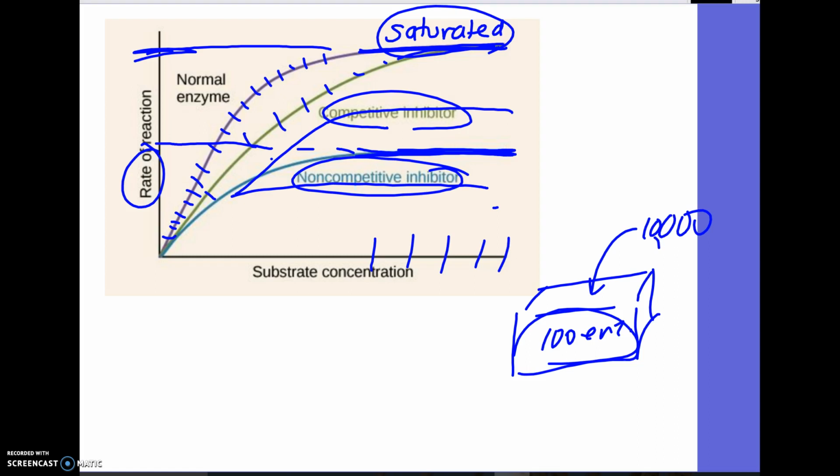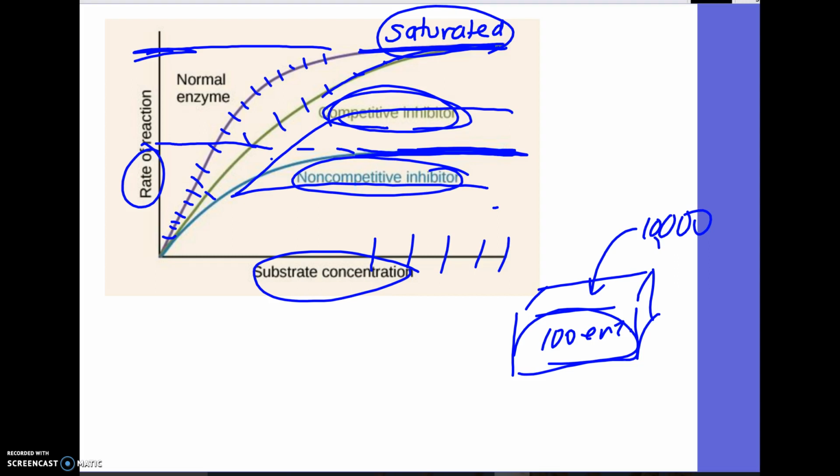Know that if you see these lines, for a competitive inhibitor, adding more substrate will overcome it. For non-competitive, it's going to plateau somewhere lower than the regular one, and adding more substrate is not going to speed things back up. That's what you have to understand from this picture.